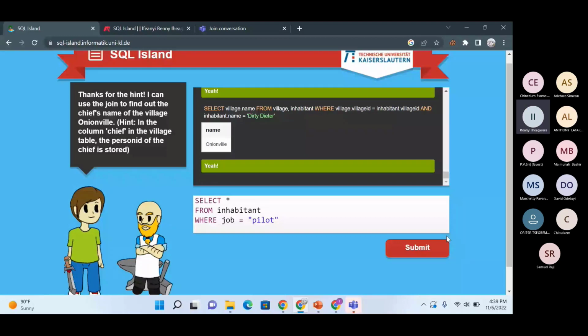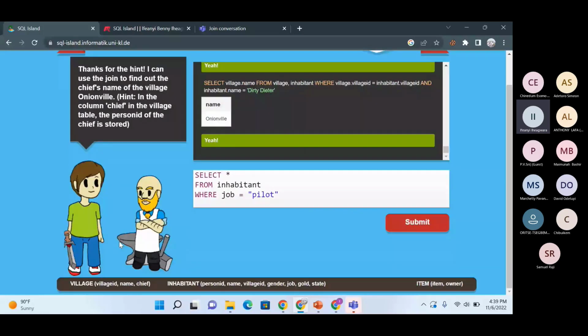Okay, so we're going to use the join right now to find out the chief's name of this village. Let's try using the join. The name of the chief is in the inhabitants table. The column chief in the village table stores the person's ID. So we select inhabitants.name, because we're going to find the name of the person.